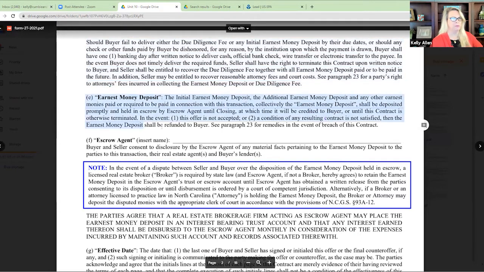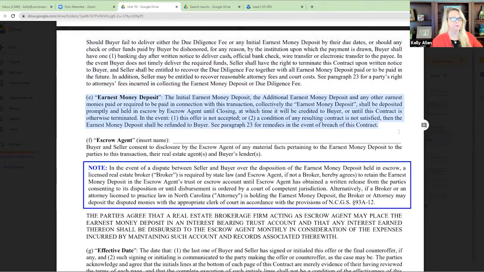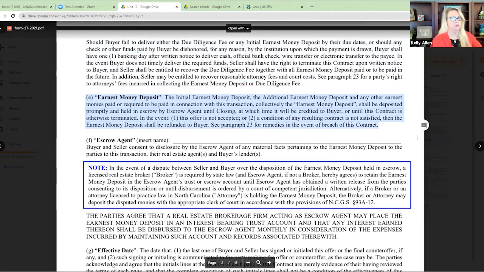Let's talk about the earnest money deposit. It's a big deal. You will definitely hit some test questions that will want you to understand the difference between the earnest money deposit and the due diligence fee. So look alive, let's go.